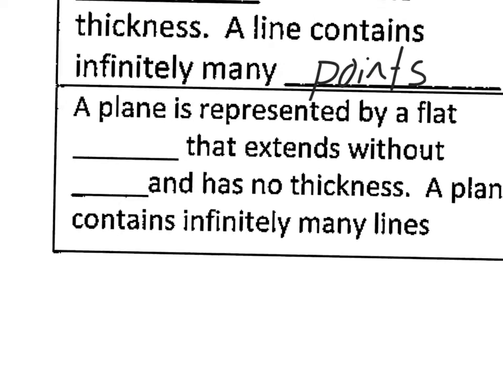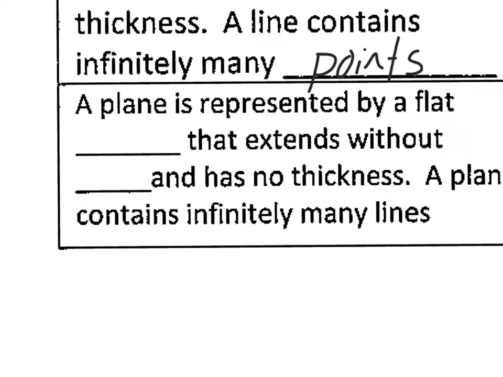The last one is a plane. What a plane is, it is a flat surface. So we went from just a dot to a whole bunch of dots to create a line to now creating a surface. So a plane is a surface that extends again without end, just like a line. It extends without end and has no thickness.